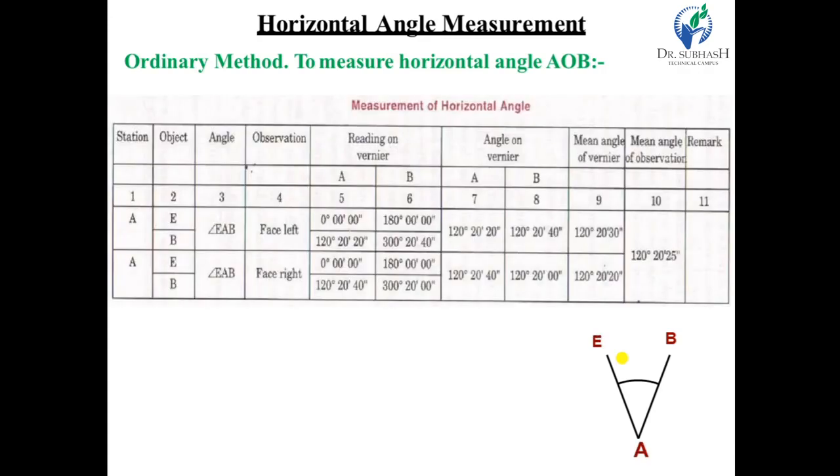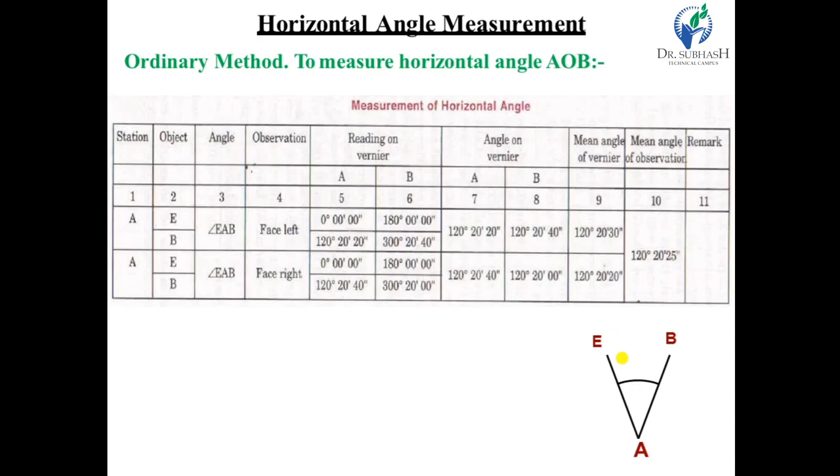See in the table that we have taken readings from station A between the objects E and B, angle EAB, with face left. Vernier A reading is 0, and 0 to 120 and 180 to 300. The angle on the verniers is 120°20'20" and 120°20'40", and the mean of the verniers is 120°20'30".